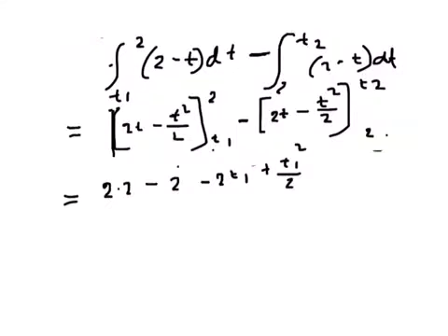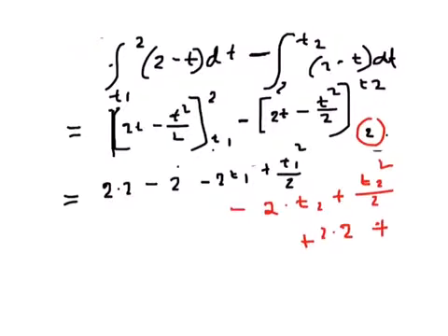Then for the second integral I will use another color here. So this is minus 2t2 plus t2 square over 2. Then this is becoming negative, but with both negative it becomes plus again. So 2 into 2, taking this one, and then plus t square, which is 4 over 2.